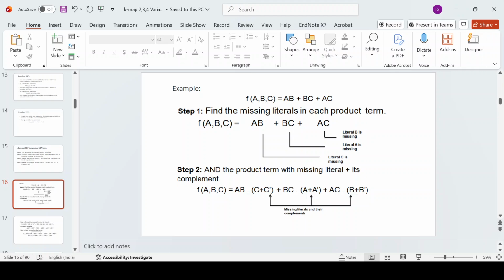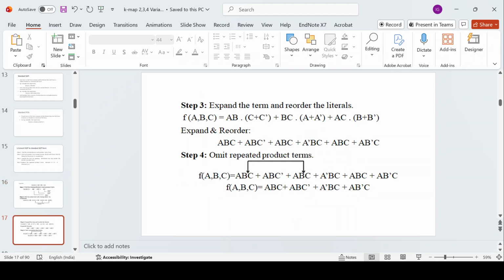After that, we have to expand that in the given way, like AB dot (C plus C dash). So we have to expand as per the law, ABC plus ABC dash. So finally, we have to omit the repeated terms.